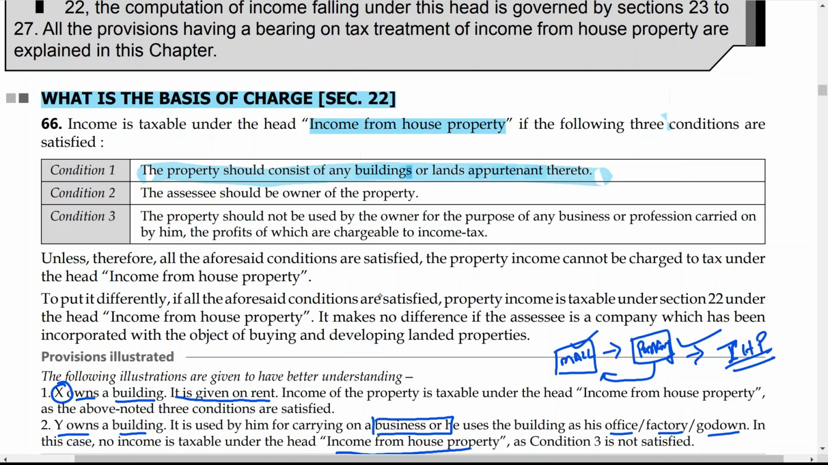What is the basis of charge, section 22? The property should consist of any building or land appertaining thereto. The assessee should be the owner of the property, and the property should not be used by the owner for the purpose of any business or profession carried on by him, or the profits of which are chargeable to income tax.